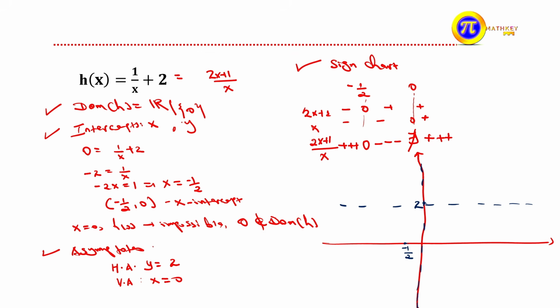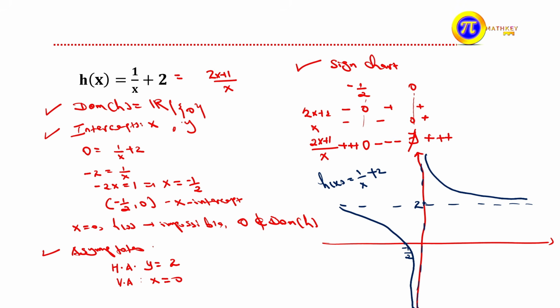And it says that at the left of negative 1 over 2, it is positive. At the left of negative 1 over 2 means somewhere this, it is positive. Positive means it must be above the x-axis. And at negative 1 over 2 it is 0. Between negative 1 over 2 and 0 it is negative. It is negative opposite to the vertical asymptote here. Our graph will be on this side. At 0 it is undefined. At the right of 0 it is positive. Positive means between the asymptotes here. So this is the graph of our function h of x equals 1 over x plus 2. This is our graph.